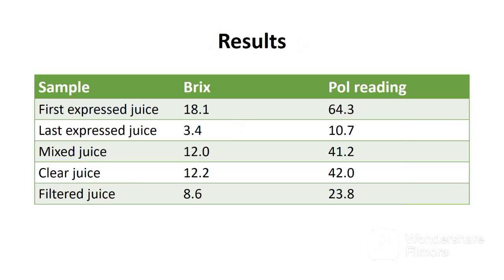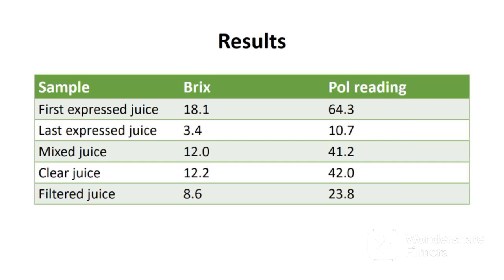After doing your pol and Brix analysis, it's important to record your results in a table as shown below. I've given these results so that I can show you how you can compute your data after the analysis. In our table, the first row is about the samples analyzed, the second row is the Brix of the samples, and finally the third row is the pol reading of each sample. The first sample is first expressed juice: its Brix is 18.1, pol reading 64.3. Last expressed juice: its Brix is 3.4, pol reading 10.7. Mixed juice: Brix 12.0, pol reading 41.2. Clear juice: Brix 12.2, pol reading 42.0. Filtered juice: Brix 8.6.